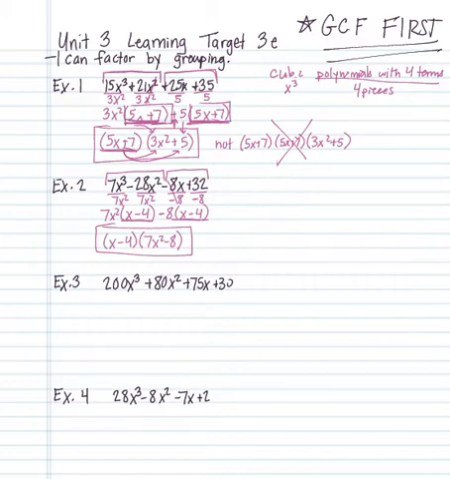Alright, example 3. First thing I noticed is that all of these end in a 0 or a 5, which means I could take a 5 out of all of these pieces. If I divide everything in there by 5, we get 40x to the third plus 16x squared plus 15x plus 6. 5 just goes out front, leave it there until the end.